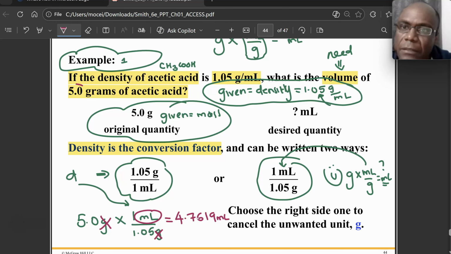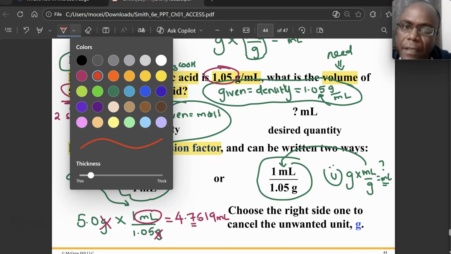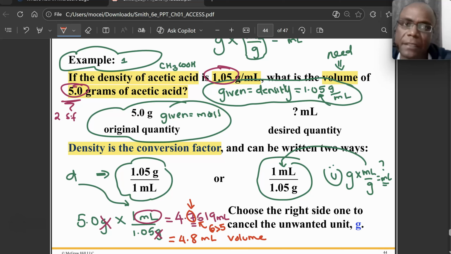Now the question has 2 significant figures and 3 significant figures. Since we are dividing, we go with the value that has the least significant figures, which is the 2 significant figures. That's our reminder right there. To this point is 2 significant figures, but I look at the 6, which is greater than 5, so this 7 here is going to be upgraded to 8. So 4.8 ml will be the volume that relates to this density of acetic acid and this mass of acetic acid.